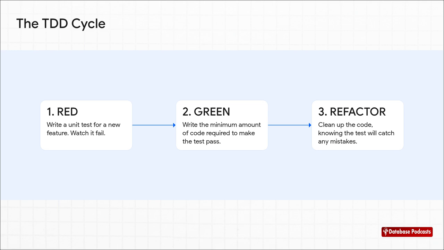First, red. You write a test for something that doesn't exist yet. You run it, and of course, it fails. That's your red light. Then, green. You write the absolute bare minimum code needed to make that one test pass. Nothing fancy. Just get the light to turn green. And finally, refactor. Now that you have a working test as a safety net, you can go back and clean up your code, make it better, more efficient, without being afraid you're going to break something. And then you just repeat the cycle for the next little piece of the feature.